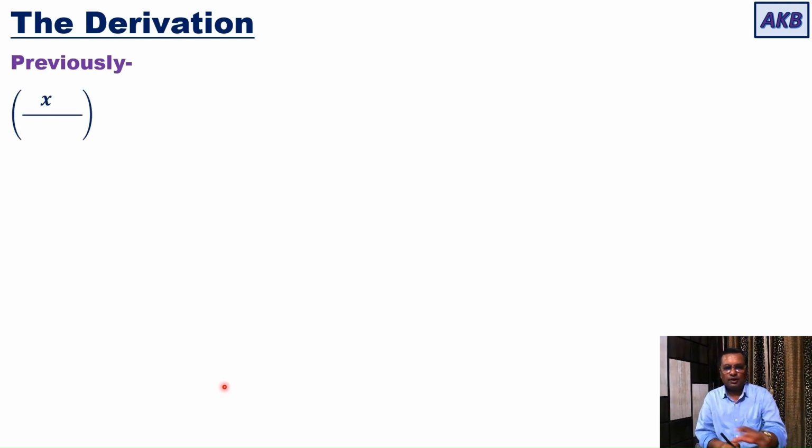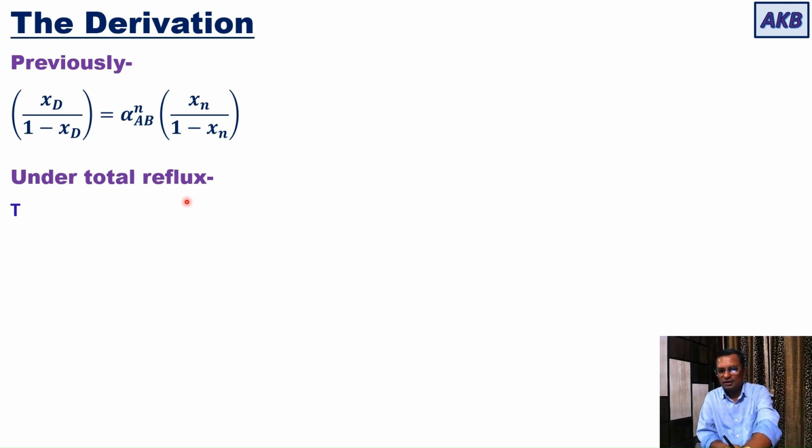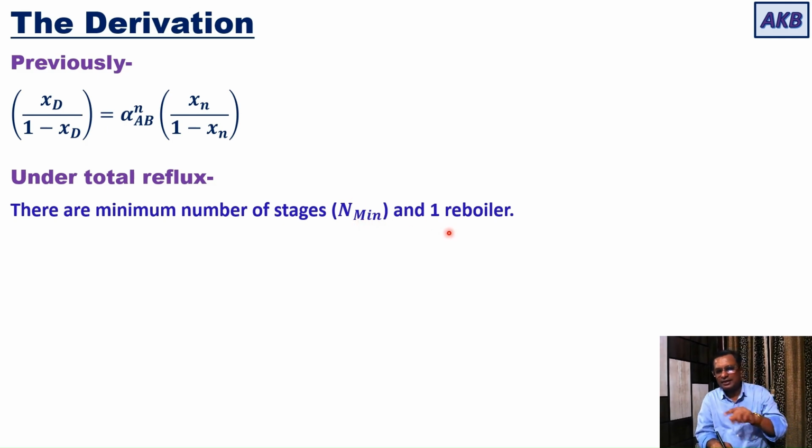So previously we got this xd upon 1 minus xd is equal to alpha AB raised to n into xn upon 1 minus xn. Let us do some derivation under total reflux. Since we are considering a column under total reflux, we know that when the column is operating under total reflux, there are minimum number of stages, I am calling it n minimum, and there is one reboiler. Minimum number of stages in the column and one reboiler.